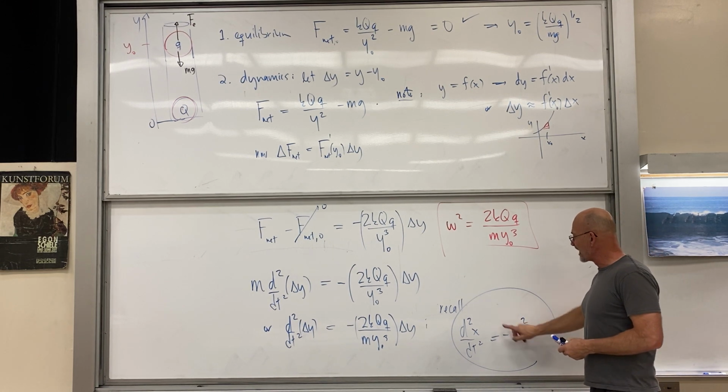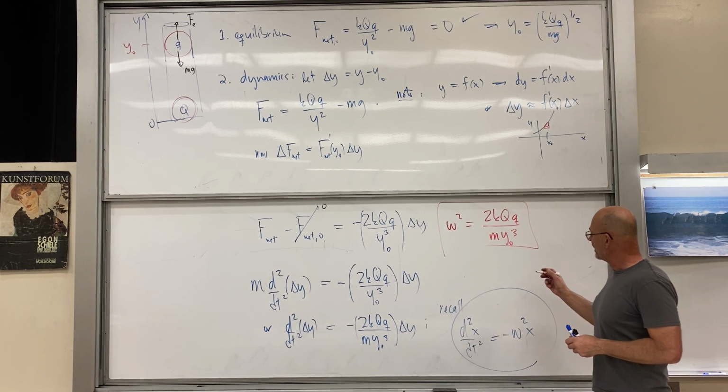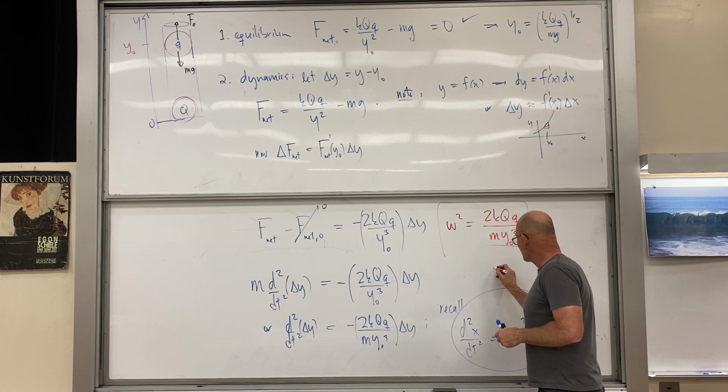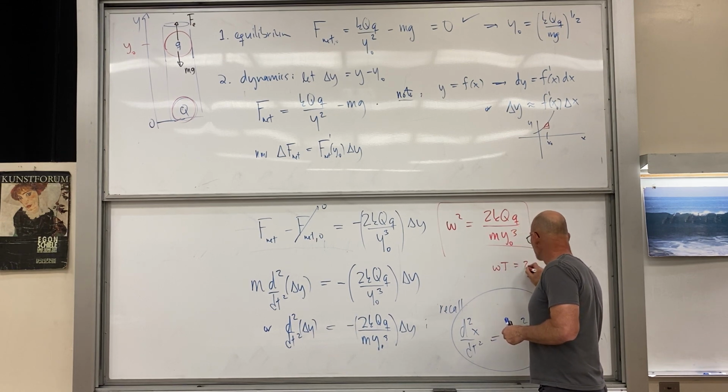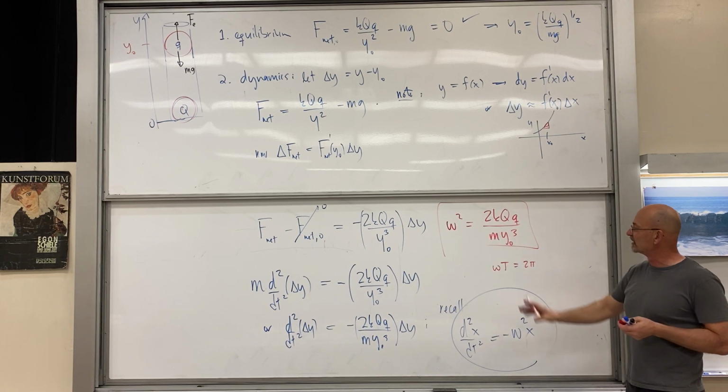So that's important. Omega squared, I changed the name from delta y to x, okay, because that's the way you guys learned it. And in terms of oscillations period, you have omega T is equal to 2 pi. So you get the period of oscillations, the angular frequency of oscillations.